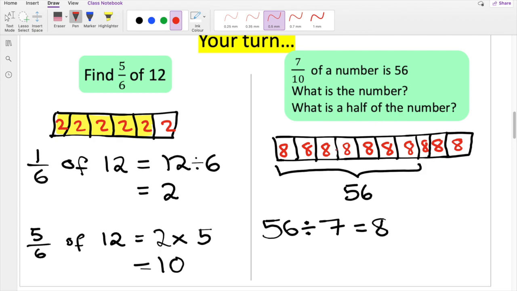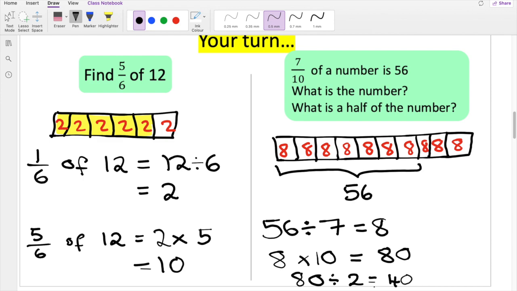So the whole number must be worth the whole 10 boxes. So I need to do 8 times 10 to find the whole number. That will help us answer the first part of the question. So the whole number to start with was 80. Therefore, half of the number must be 80 divided by 2 to give us 40. So what is the number? It is 80. Half the number must be 40.